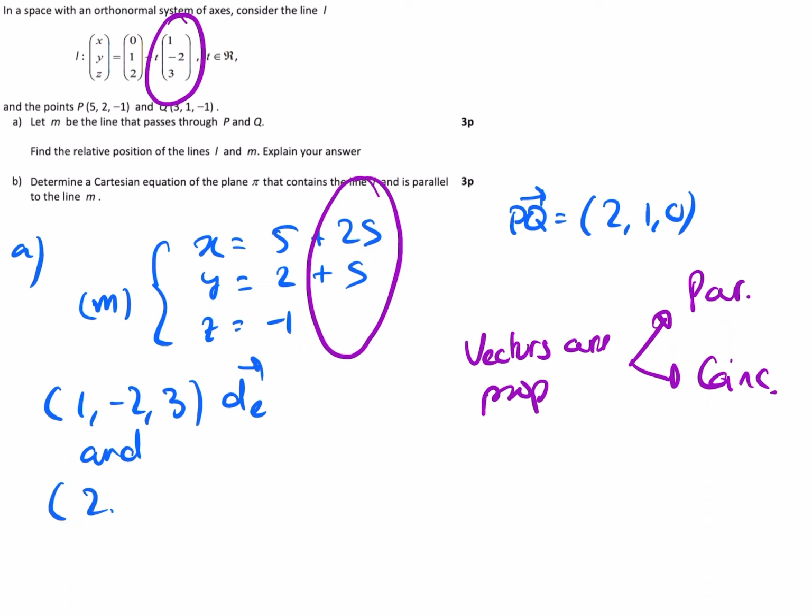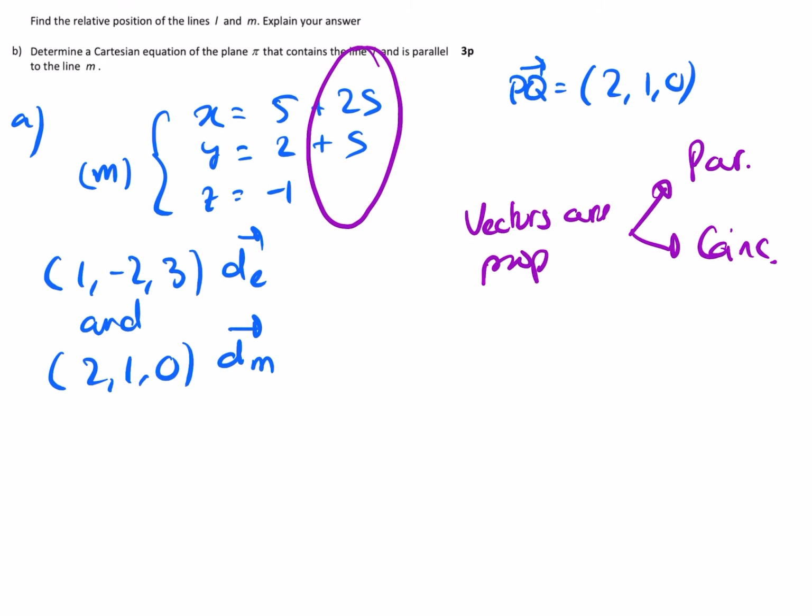So vector 1, negative 2, 3, the direction vector of line L, and vector 2, 1, 0, the direction vector of line M, are not proportional because 2 divided by 1 is not equal to 1 divided by negative 2, which is not equal to 0 divided by 3. These three things have to be the same when two vectors are proportional. And if we get 0 divided by 0, it's not important because the coordinate will be 0 in both vectors.